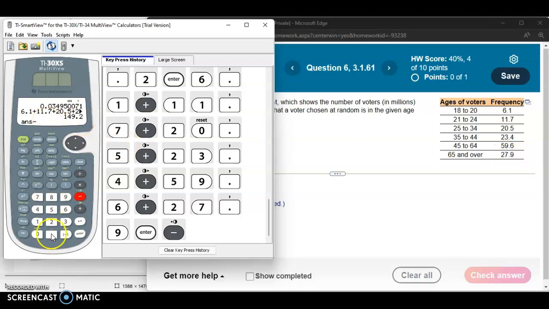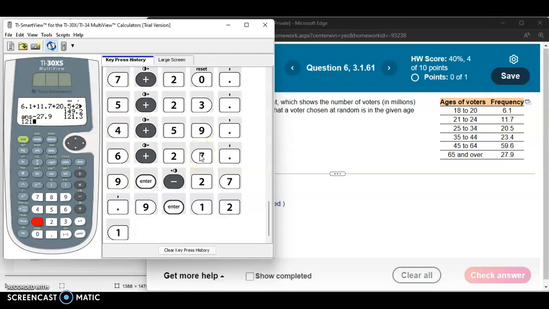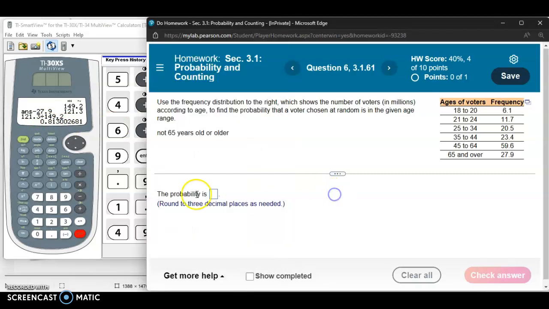So 149.2 minus 27.9. So we're taking the total number of voters and subtracting from that the number of voters in that age group. Then we get the remaining voters that are not 65 and over, which according to the calculation here is 121.3 million. So we're going to take 121.3 and then divide that by the total of 149.2. So the number of voters not in the 65 and over age group divided by the total number of voters, and then rounded to 3 decimal places, 0.813 will be the answer.